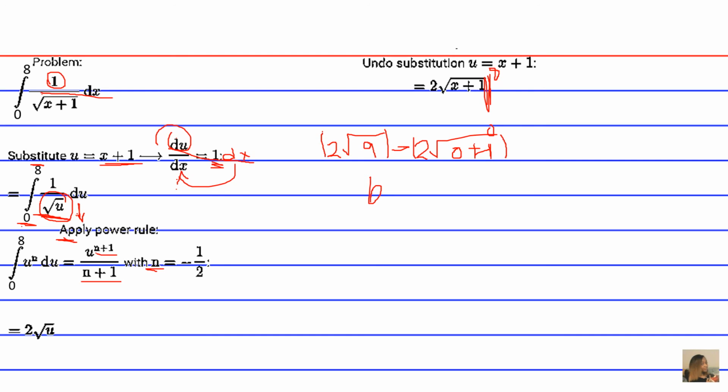It's taking forever. Anyway, so 2 times the square root of 9 is going to give us 6. Minus 2 times 1 is going to give us 2. And this is equivalent to 4. So there we have it, ladies and gentlemen. Our answer is 4, okay?